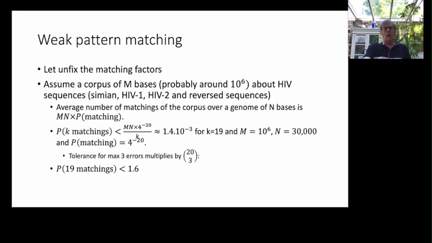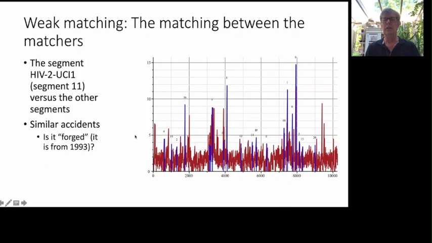In fact, this would not be true if you consider the matching sequences to be independent. But in fact, they are not independent, because they are all coming from HIV. In this slide, you can look at how the matches can match between themselves, which is proof that they are not that independent. And this is what you obtain when you take segment 11 versus the other segments. You get a similar accident.